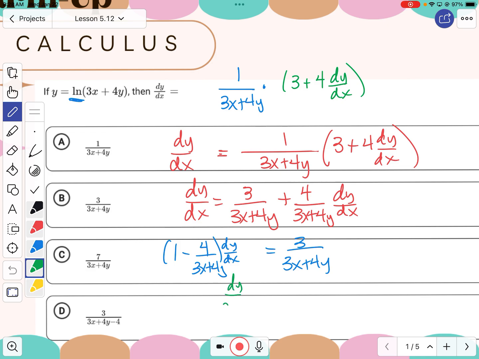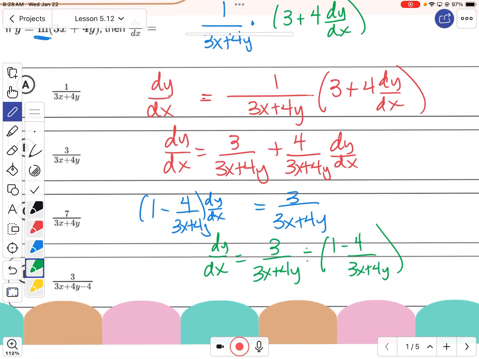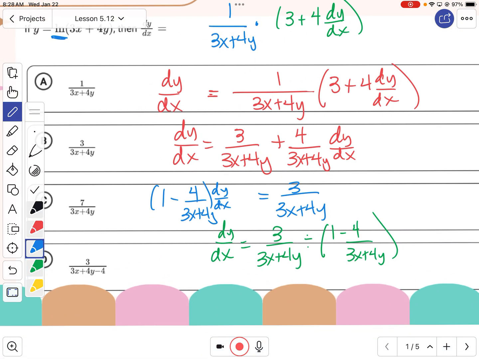Okay. So dy/dx is going to equal 3 over 3x plus 4y divided by 1 minus 4 over 3x plus 4y. This is nasty. All right, let me talk to myself. 3 over 3x plus 4y, divide, I'm going to multiply. This is going to give me 3x plus 4y over 3x plus 4y minus 4.